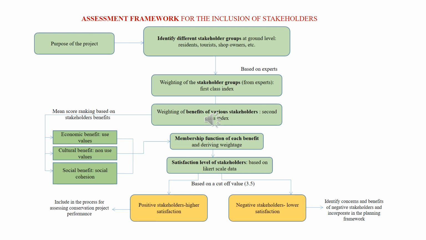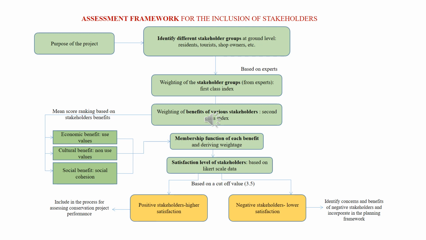The assessment framework for the inclusion of stakeholders was done using a fuzzy evaluation matrix. This involved weighting the different stakeholder groups by the experts, which was considered the first class index, and the weighting of the various benefits of the various stakeholders was considered the second class index. The various benefits were again mean scored, and the satisfaction level of the stakeholders was based on Likert scale data.